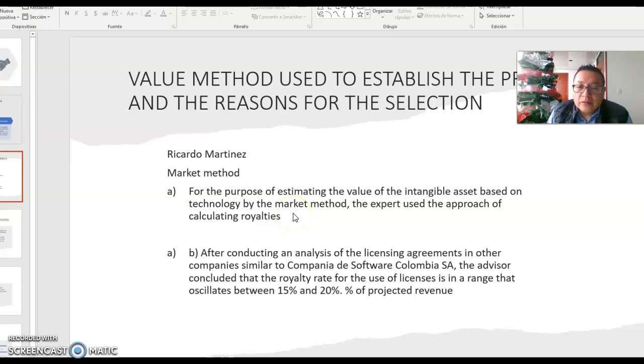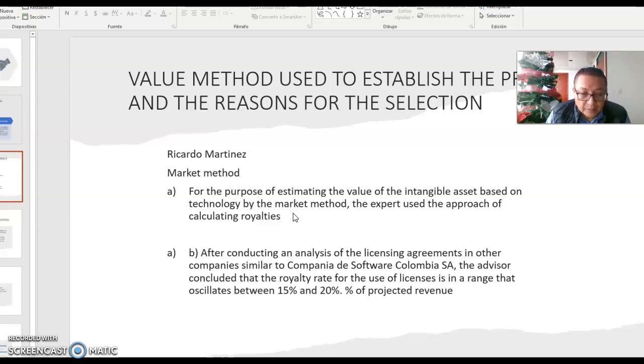Evaluate the method used to establish the price and the reason for the selection. Market method. For the purpose of estimating the value of the intangible asset based on technology by the market method, the expert used the approach of calculating royalties.